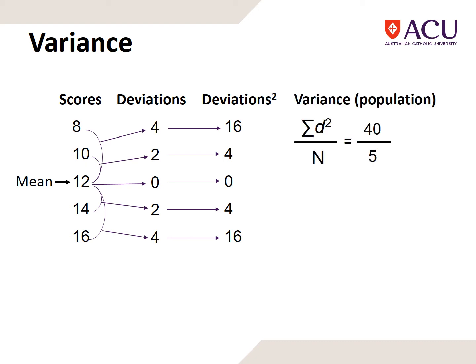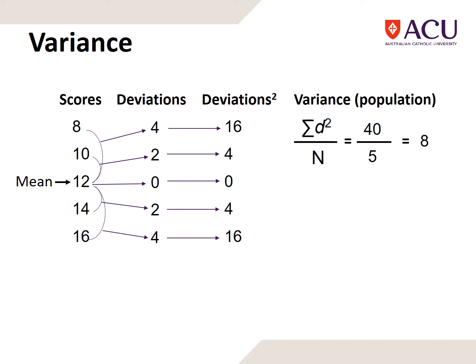We plug it into our equation, which is important, but not the number one thing you need to wrap your head around. You need to understand that the number comes out as 8. It's 40, the sum of those squared deviations, divided by the number, which is 5, and we get 8.